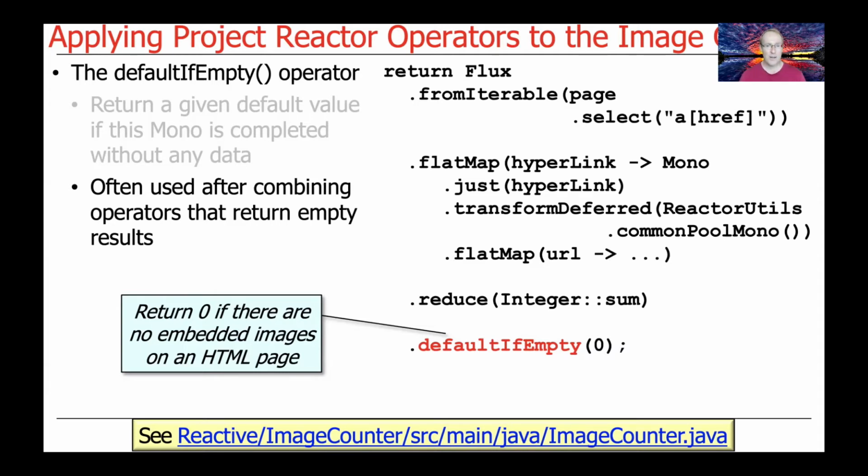This particular part of our image counter case study is going to take a web page and look for all the hrefs or hyperlinks that are embedded in that page. If it finds them, then it'll do recursive traversals of those hrefs and count how many images are found during that recursion. When it gets back with all the recursive traversals, it will then do a reduce operator to sum all the results up. However, if there are no hrefs on that page, if there are no hyperlinks on an HTML page, then there won't be anything to traverse, and reduce will return an empty mono. Therefore, if we get an empty mono back, we're going to use the default if empty operator to return 0, which is exactly what we would want to do in this case.